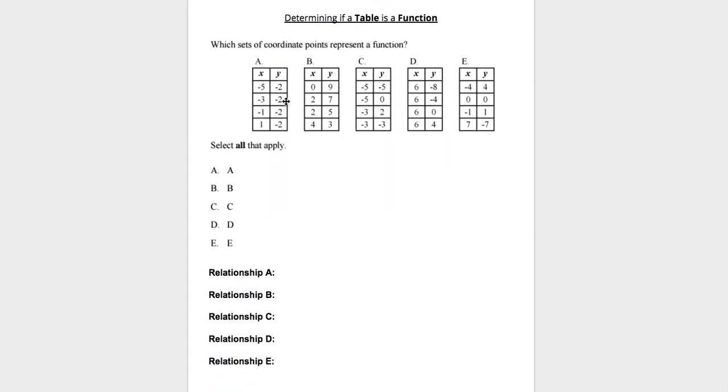This question here asks us to determine which relationships, or which sets of coordinate points, represent a function. They give 5 different relationships shown as tables. For relationship A, we see that none of the x values repeat. They only appear once each. So even though each x value is always equaling a y value of -2, relationship A is still a function, and that's because each of the inputs gets exactly one output.